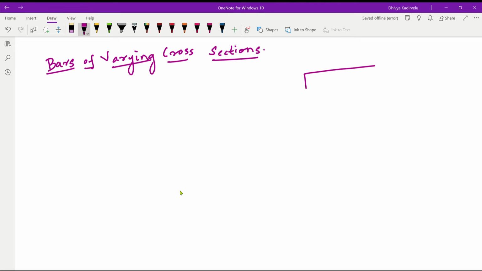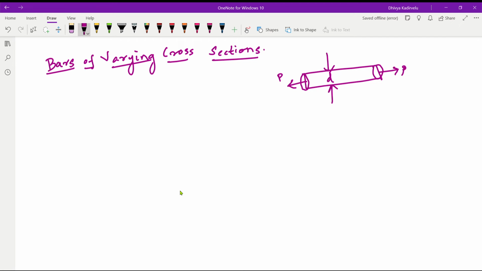So if we take this type of bar, either circular or any other cross section, if it is a circular bar and it is subjected to some external force P, and this P could be any value, could be 100 kilonewton or 1000 kilonewton. And the diameter of the rod is D, right?